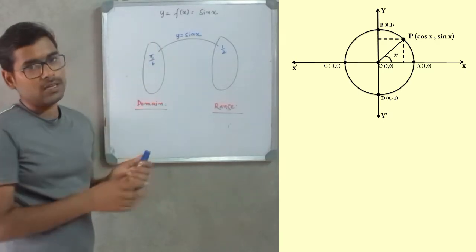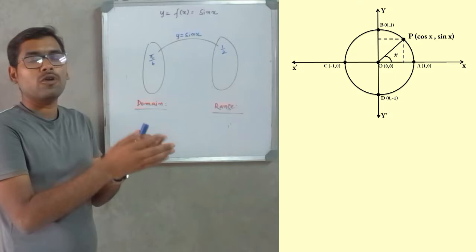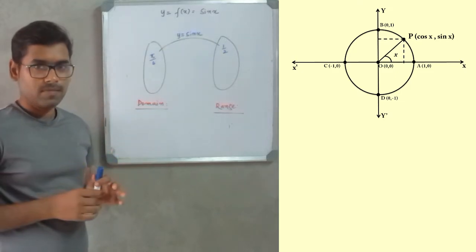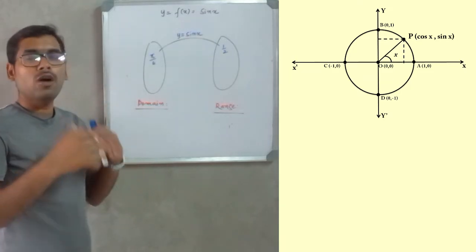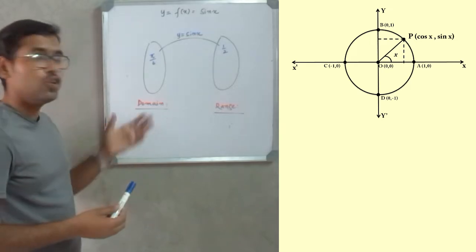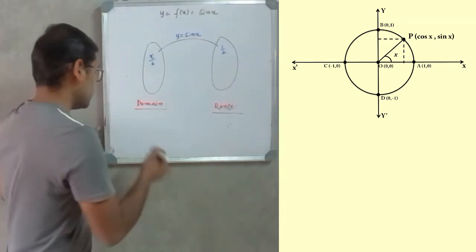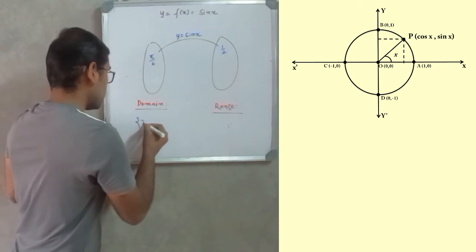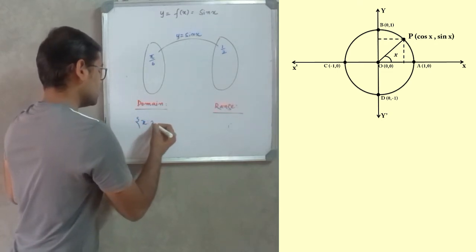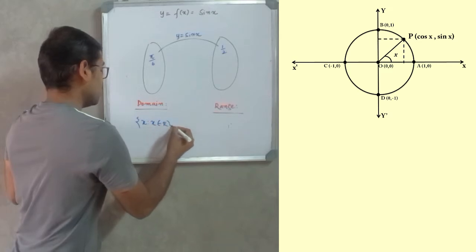If you observe in this diagram, sin x is defined for all the real values of x. Sin x is defined for all the real values of x, which means the domain of sin x is set of all real numbers, which is set of all x's such that x belongs to real numbers.